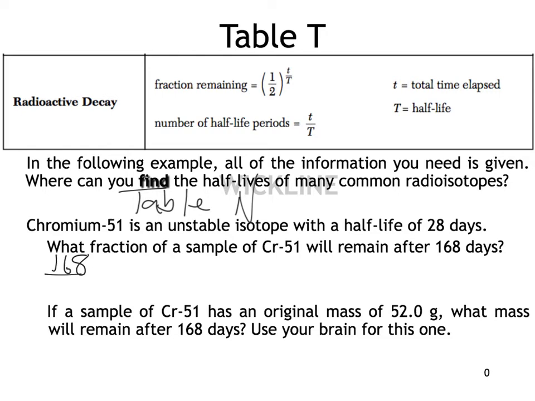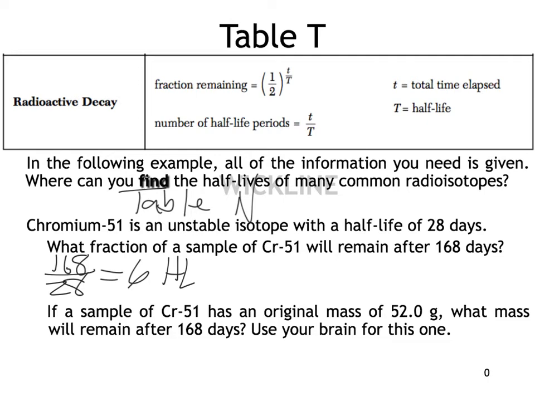And 168 over 28, I'll calculate that and come right back. All right, so 168 over 28 is 6. So that means that 6 half-lives have passed during the course of this decay. And it's not really quite the answer to the question, because the question actually says what fraction of chromium-51 remains. This is an important part of finding out the answer.